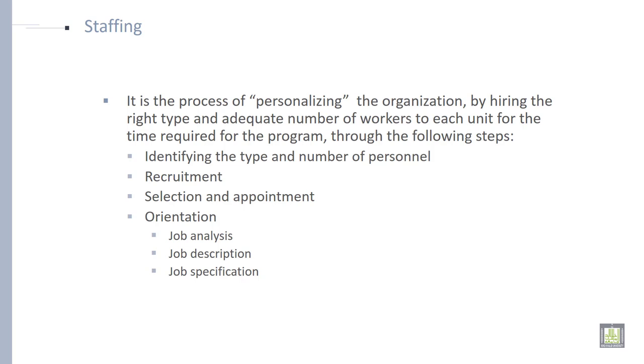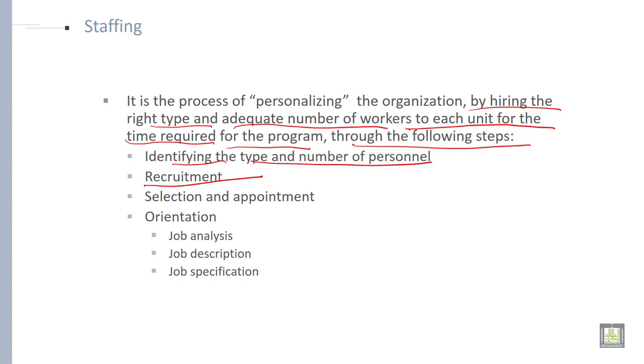Staffing. What is staffing? It is the process of staffing the organization by hiring the right type and adequate number of workers for each unit for the time required for the program, through the following steps. What are the steps? The first one is to identify the type and number of personnel, then recruitment, then selection and appointment, then orientation. First job analysis, then job description, and then job specification.